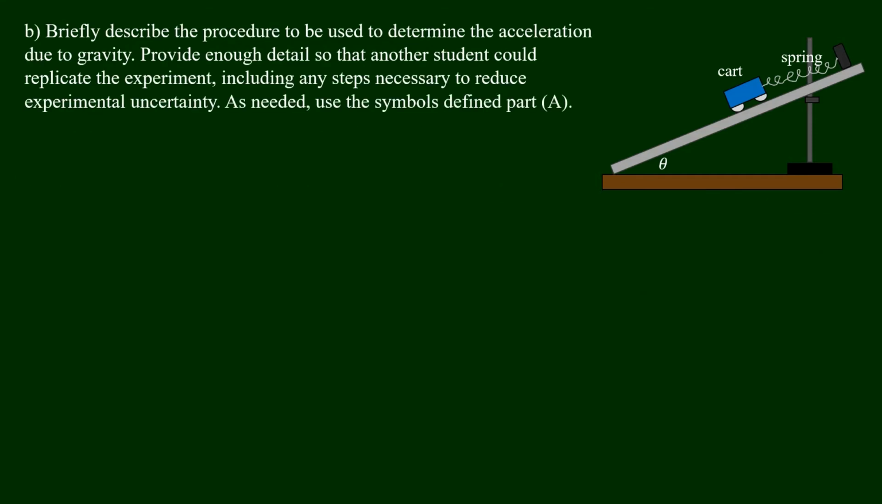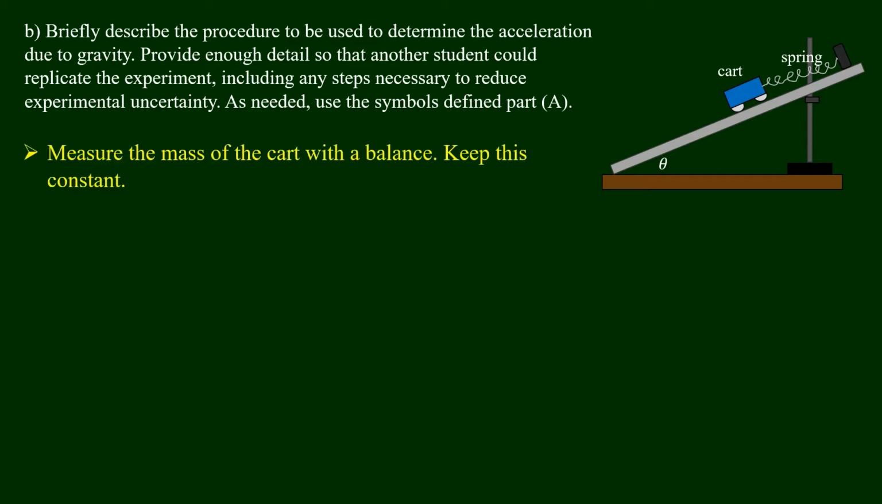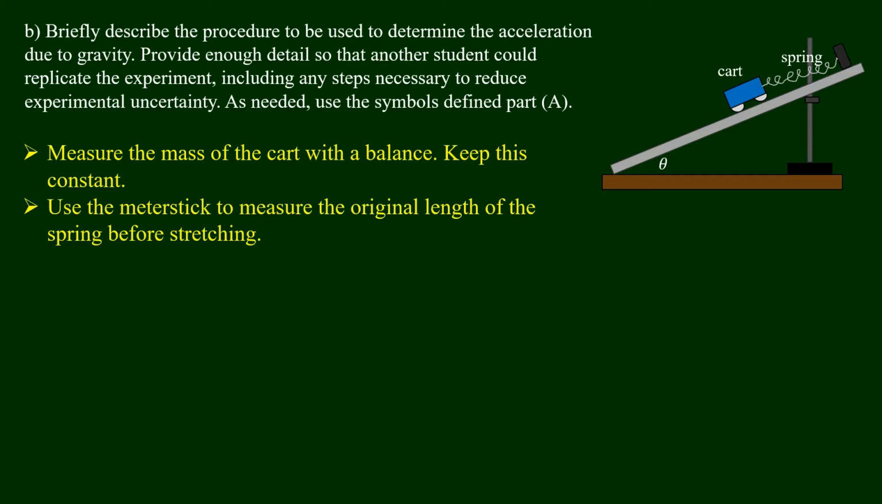Part B is to go in and describe the procedure. For the procedure, all you do is, for the variables that we said we're measuring, describe measuring them, which one we're varying, which one we're keeping constant. So the first variable we'll talk about is m, because that's the one that's constant. So measure m with the balance, and then keep that constant for the entire experiment. And then for the spring, we're trying to measure the distance of the spring, which is x. That's the distance beyond its original length, so we have to measure the original length first.